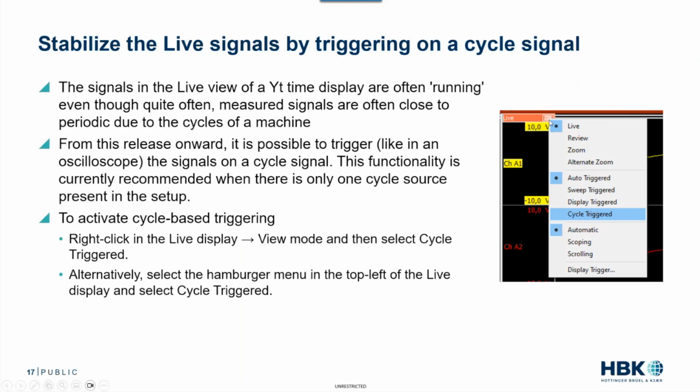If you click on the hamburger menu, you can choose cycle triggered. That will then trigger on a specific start to the cycle for whatever cycle source is defined currently in the system. And this does work best when you have one cycle source present in the setup.